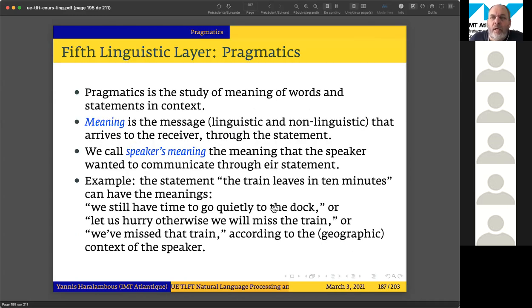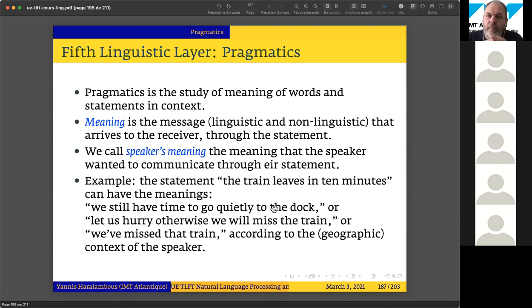Pragmatics is another layer. What you should keep in mind is what is covered by pragmatics. So pragmatics means taking a sentence and putting it in context. So who is uttering this sentence, at what moment, for what reason, and who is he addressing? And this can have effects on all other levels. So depending on the context in which I'm saying something or writing something, the meaning can be different. Syntax can be different, morphology can be different, everything can be different.